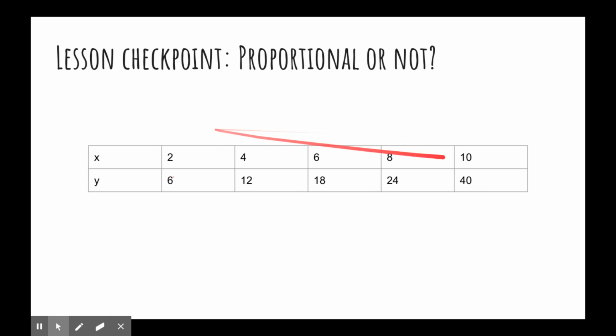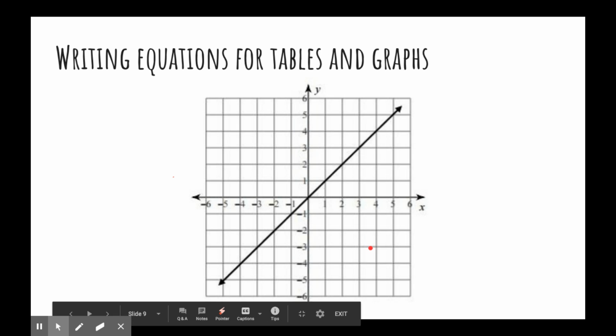Okay, looking at this one, I want to know, is this proportional or not? Look at the entire table. If you said no, then you're correct, because if you just look at the first values, yeah, they're proportional. And they have a constant of 3. 2 times 3 is 6. 4 times 3 is 12. 6 times 3 is 18. And 8 times 3 is 24. But then I'll look at this one down here, and my constant's changed, and it's changed to 4, and that doesn't work.